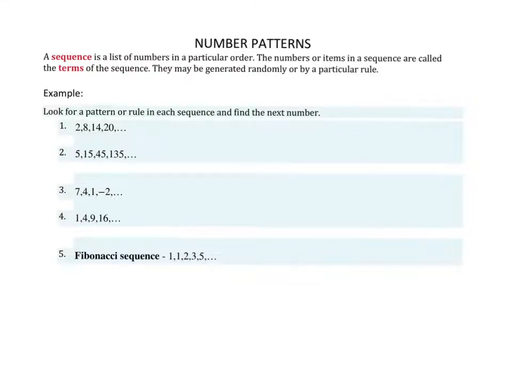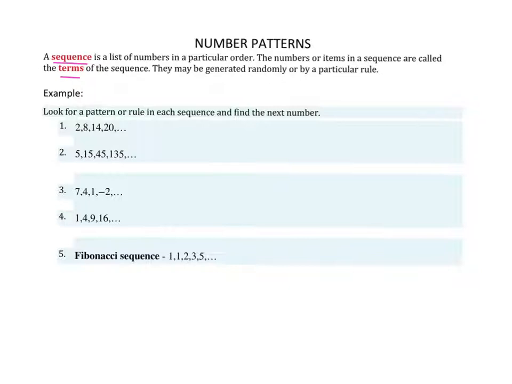This topic looks at different types of number patterns. So if we talk about a number pattern or a sequence, which is just a list of numbers in a particular order, then we are going to be finding some sort of pattern there. Now the pattern can be a rule or just generated randomly. And each of those values in that particular sequence are called terms.